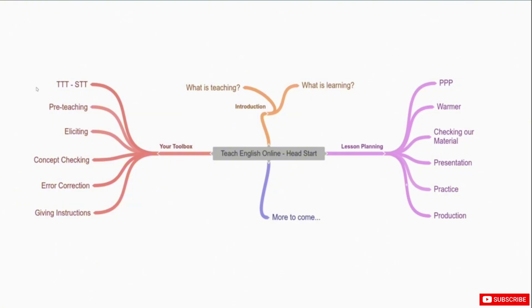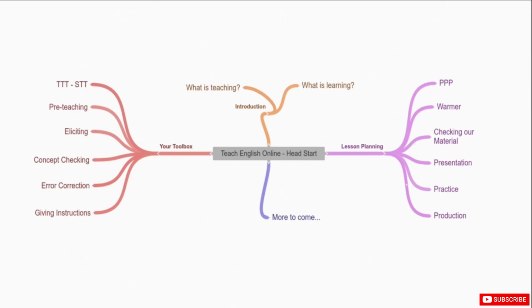So in this section, we're going to talk about these things. So we're going to talk about TTT and STT. You will understand in great detail what this means. Pre-teaching, eliciting, concept checking, error correction, and then finally, we're going to focus on giving instructions. If you can get to grips with this relatively small list of skills and methods here, you're in a really strong position to be able to manage your lessons successfully.